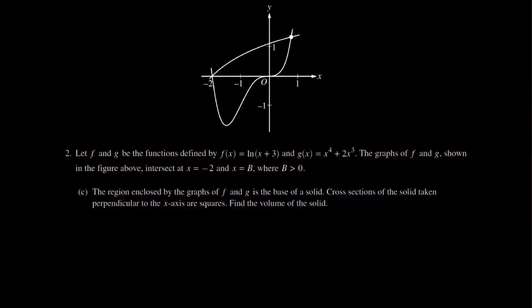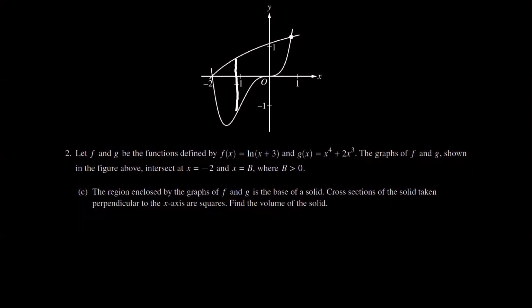In this question, we are given that the region enclosed by the graphs of f and g is the base of a solid. And the cross-sections of the solid taken perpendicular to the x-axis are squares. And we need to find the volume of this solid. And so let's see what those squares are.